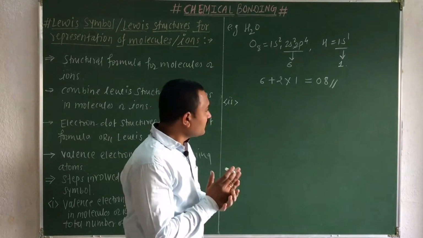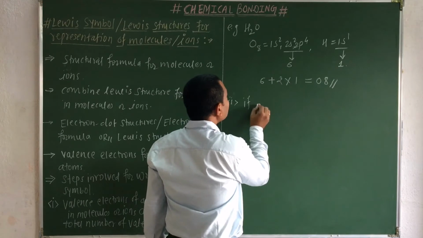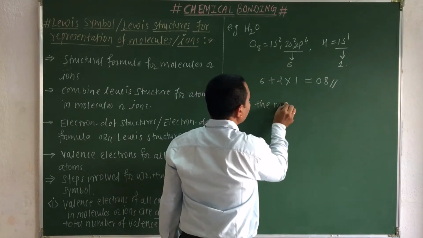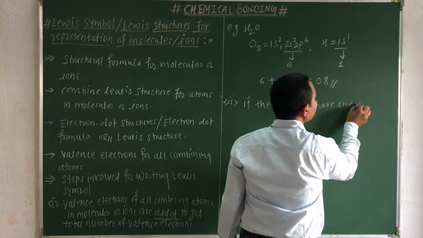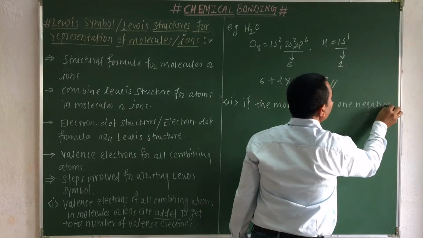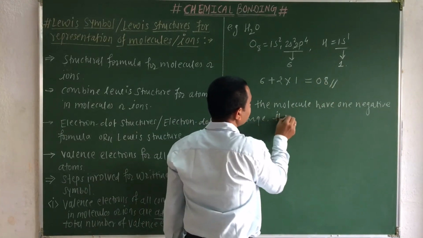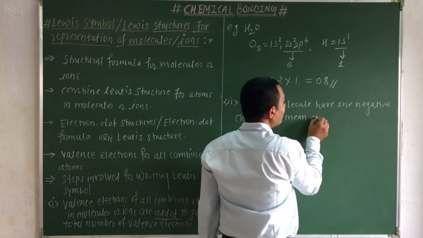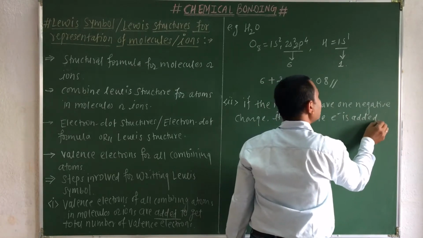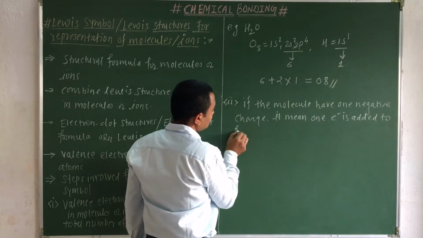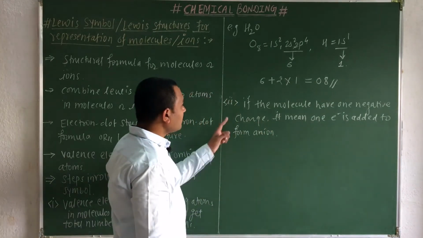So in the next step we have to consider if the molecule has one negative charge, it means one electron is added to form the anion. Okay, so that is our first statement in point number two.